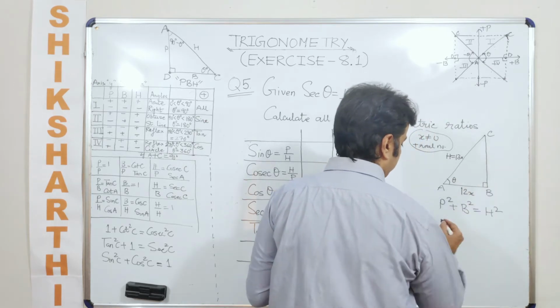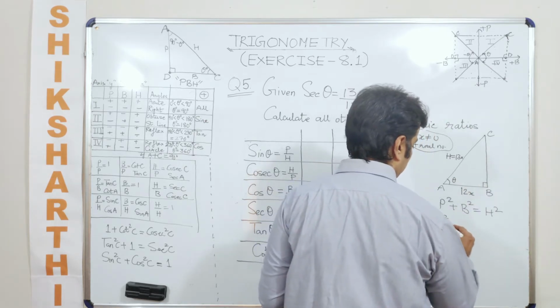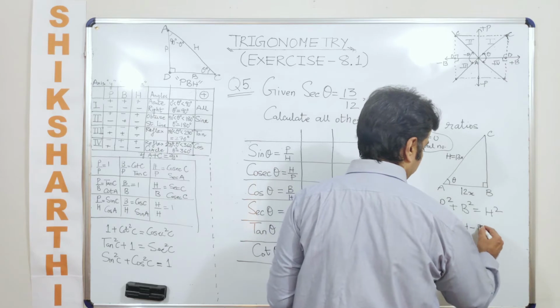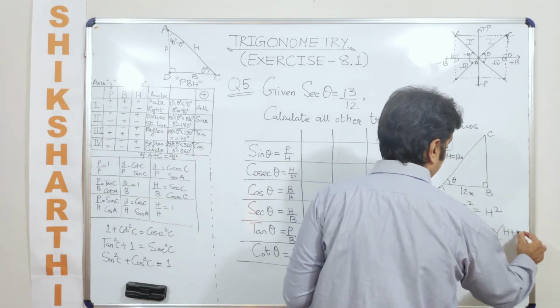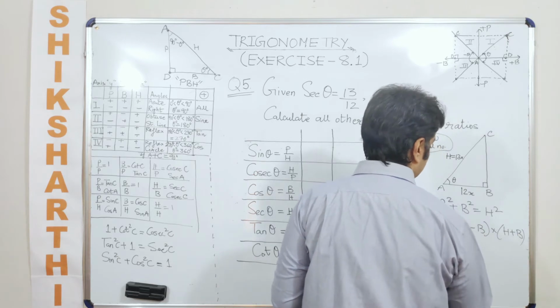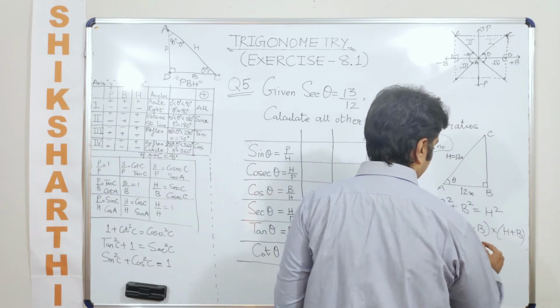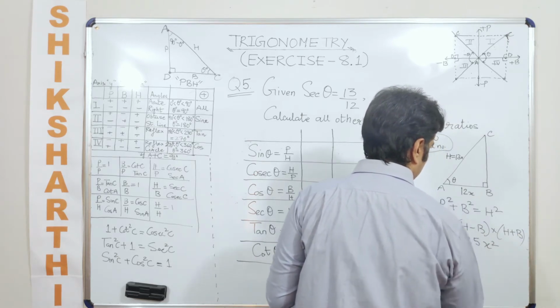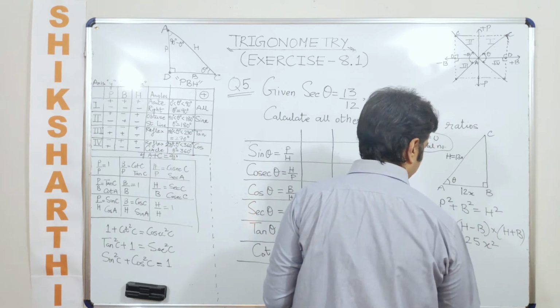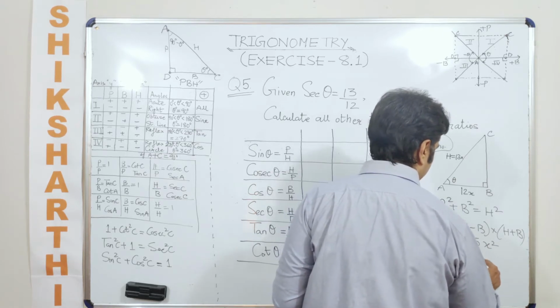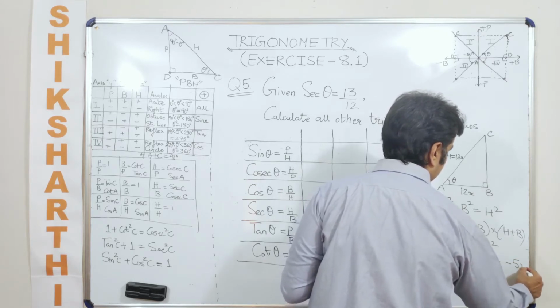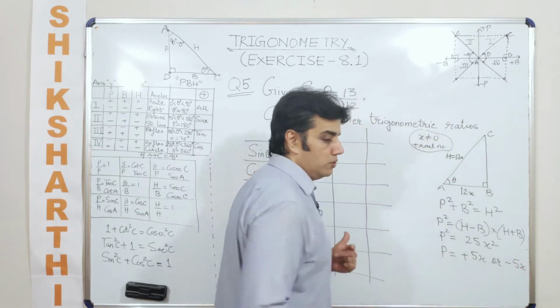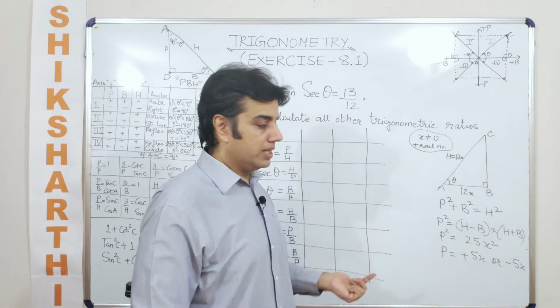So you need to find out perpendicular, right? So p square, using h square minus b square, can be written as (h minus b) into (h plus b). So from here you will say this is nothing but 25x square. So you will get two values of p from here. One is plus 5x or minus 5x. Now you will be using both, but at a time use only one.